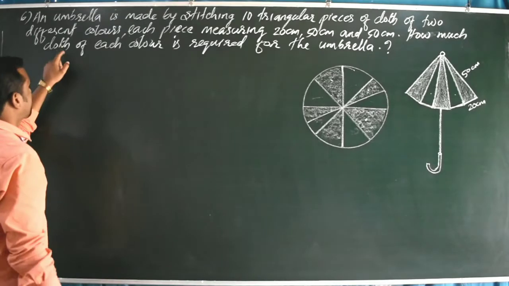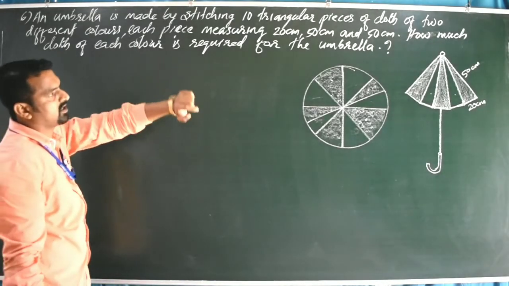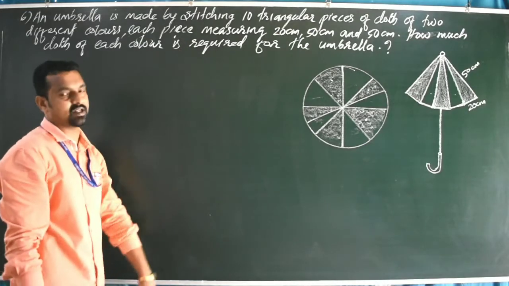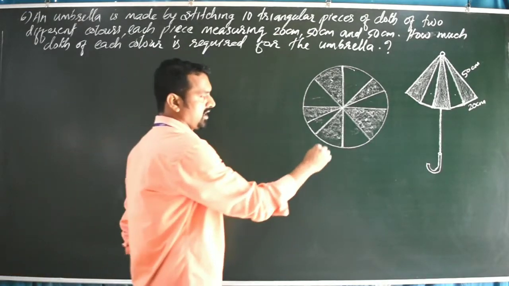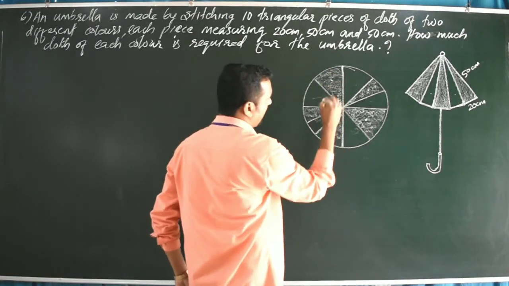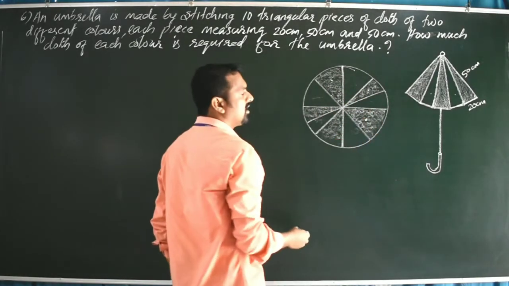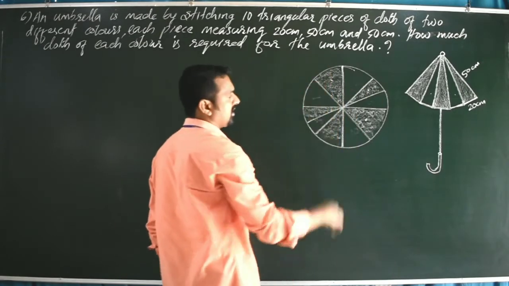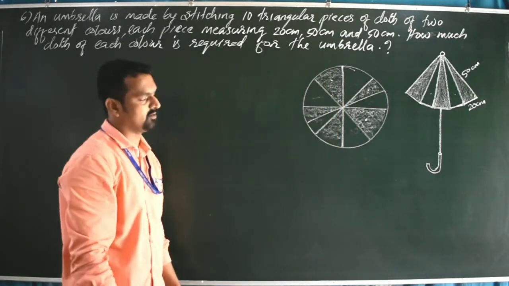Then how much cloth of each color is required for the umbrella? That is, how much cloth of black color is required for the umbrella, and how much cloth of white color is required for the umbrella? That is the question. So how can we find out that?